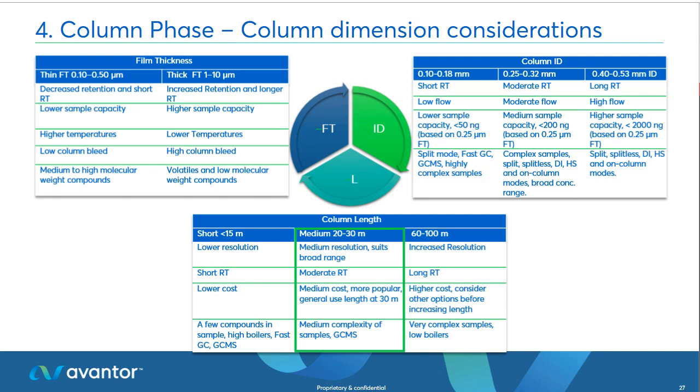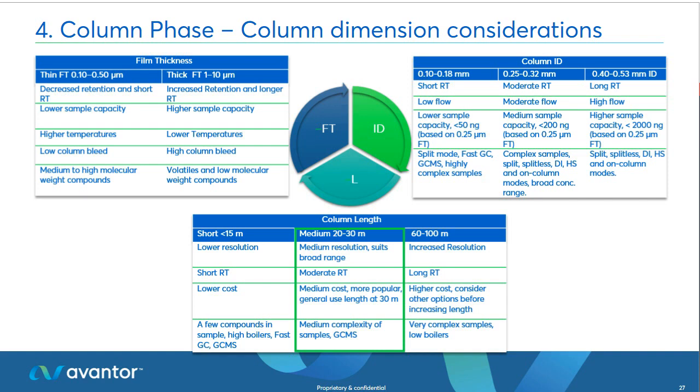So if you're doing lots of trimming and lots of maintenance on the column, you're not going to lose much length that's going to affect your analysis. And then medium complexity of samples, and you can use it with GCMS. Then on either side, with short or longer columns, they become more specific and more application motivated.